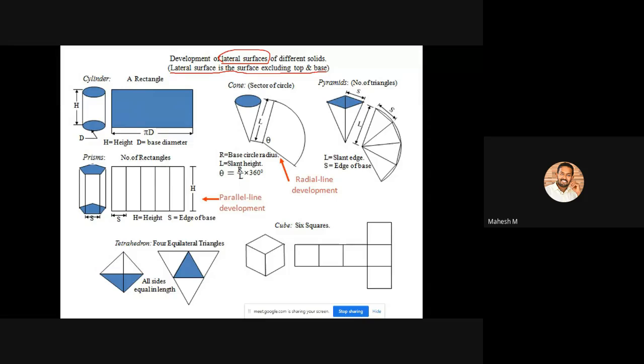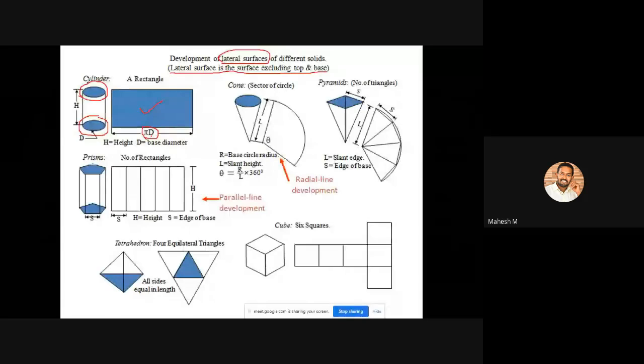So what is the meaning of this? We don't have to consider the top surface and we don't have to consider the bottom surface. We have to consider only the lateral surface. So if it is a cylinder, your lateral surface will look like this, a normal rectangle. For finding out the length of this rectangle, we need to follow this formula for a cylinder. So please remember this.